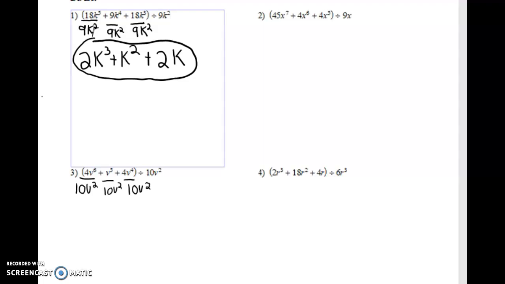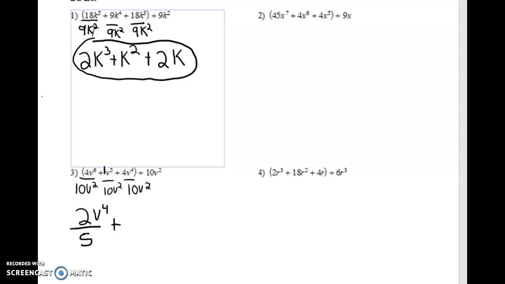So 4 over 10, well, that would reduce to what? 2 over 5, right? Because 2 goes into both of them. So you're going to have 2 over 5. And then V6, V2, that's V4. And that's positive, so that's going to remain on the top. Okay, next one. Now, really, there's an invisible 1 here, all right?